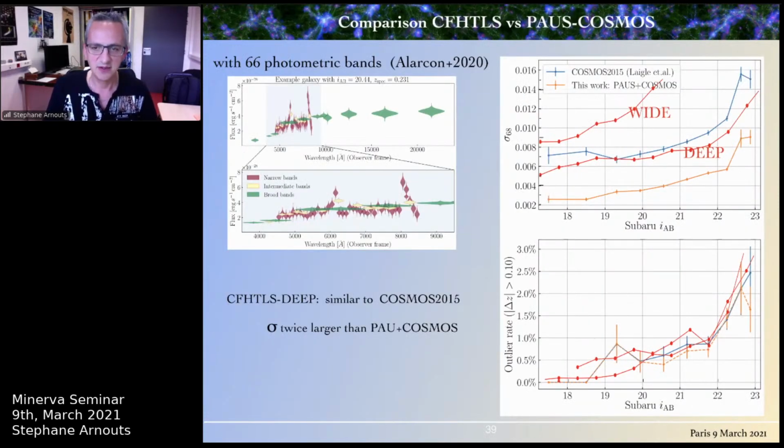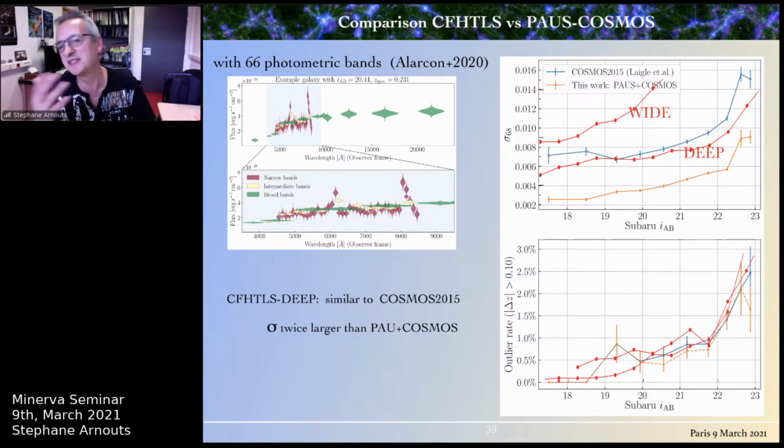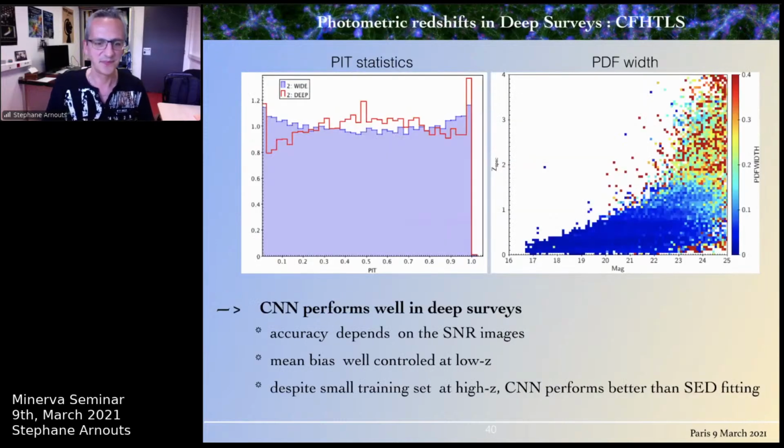So I will skip that. Just one word to say that we can also compare with the 66 photometric band survey from PAO in the Cosmos area. In orange is what they are measuring, the sigma as a function of magnitude, from PAO with 66 bands. And in red is the accuracy we get in the deep as a function of magnitude. So we are comparable to Cosmos 2015. But still, 5 bands are not enough to get highly reliable photo-Z like PAO, obviously, with 66 bands. So I will skip that. The behavior is as expected, so pretty good.